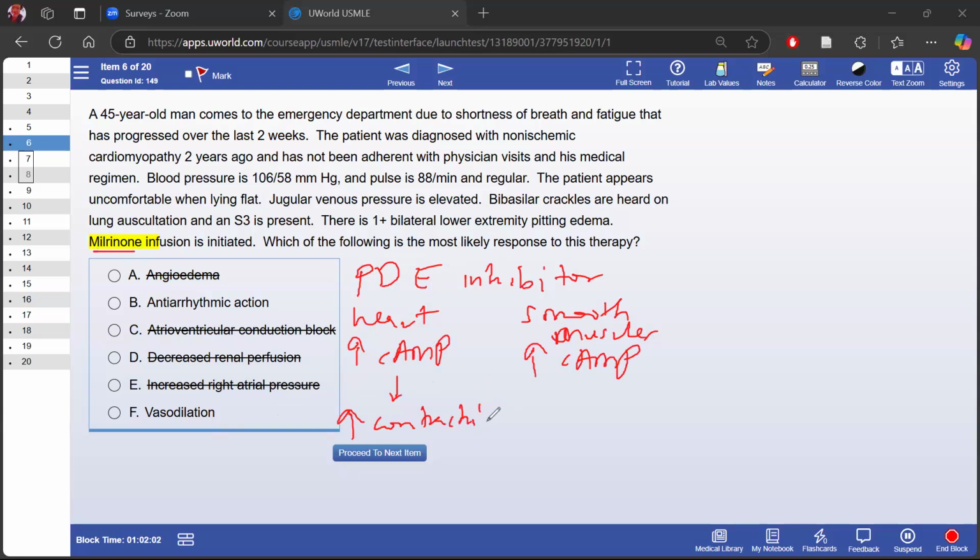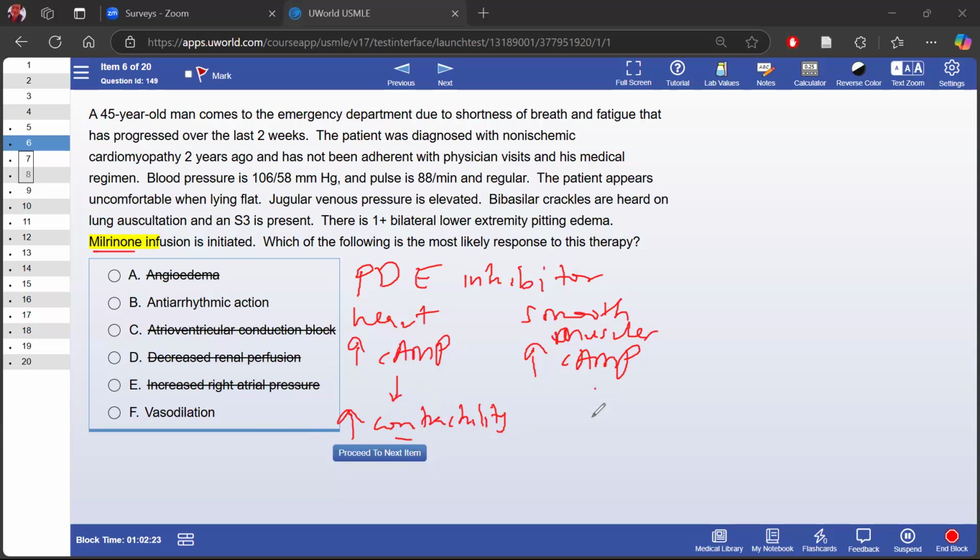So milrinone is a positive inotropic drug in the heart because of that effect, which will be beneficial in patients with heart failure, right? It pushes blood out of the heart, but it does not have an antiarrhythmic effect on the heart. It's an inotropic agent, it increases contractility.